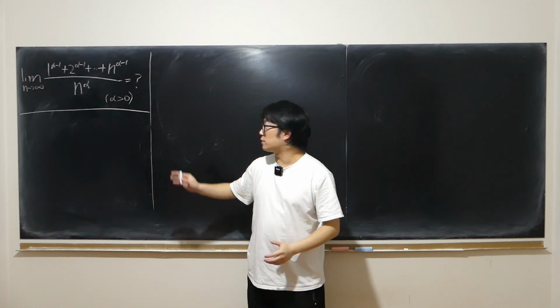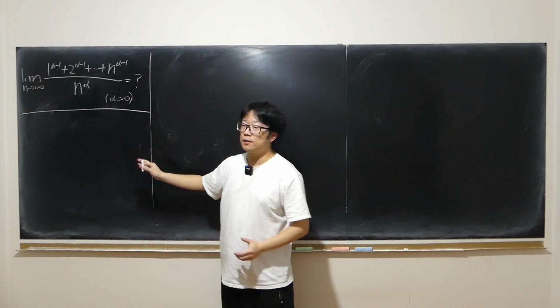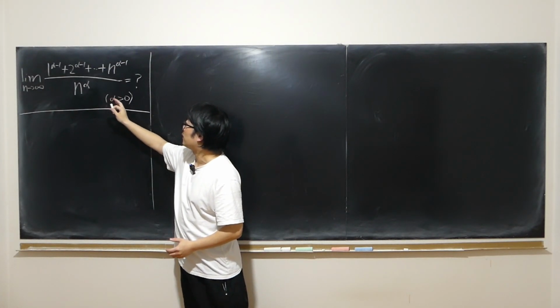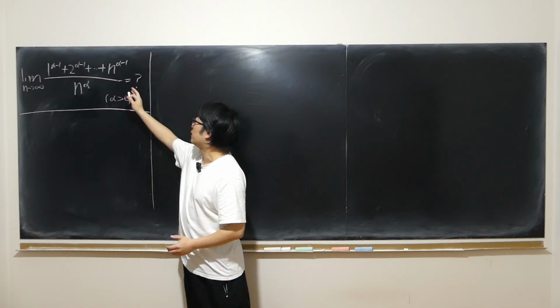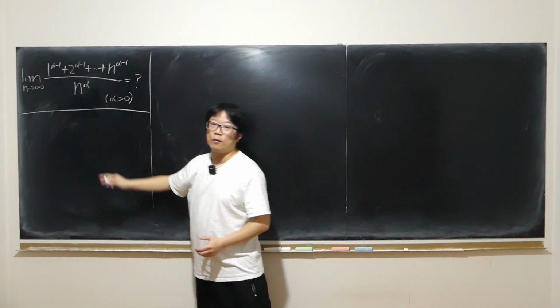Today, let's have a look at this limit problem. It says given alpha greater than 0, what's the limit of 1 to the power of alpha minus 1 plus 2 to the power of alpha minus 1 all the way up to n to the power of alpha minus 1, over n to the power of alpha.